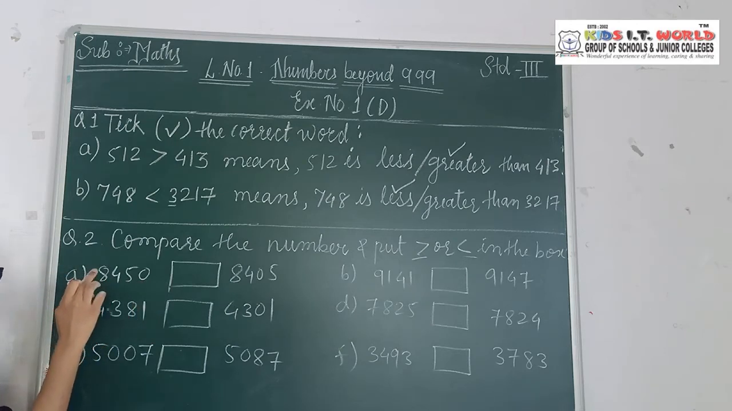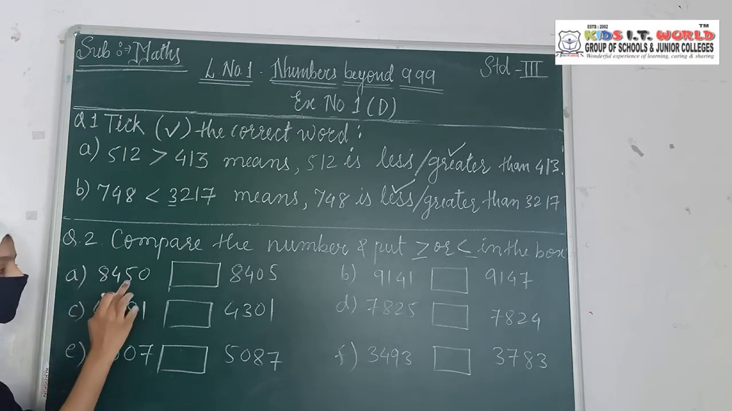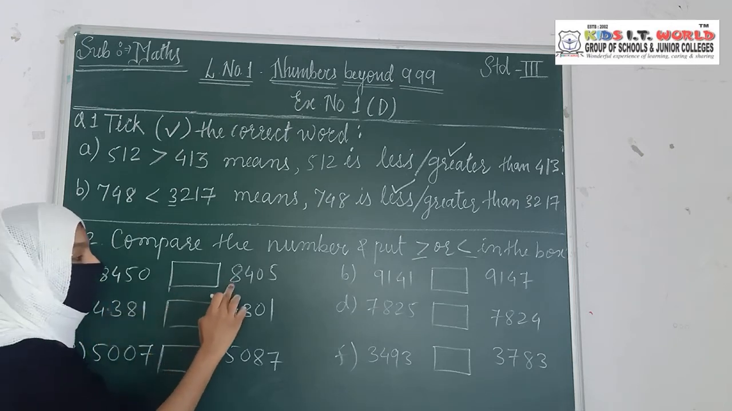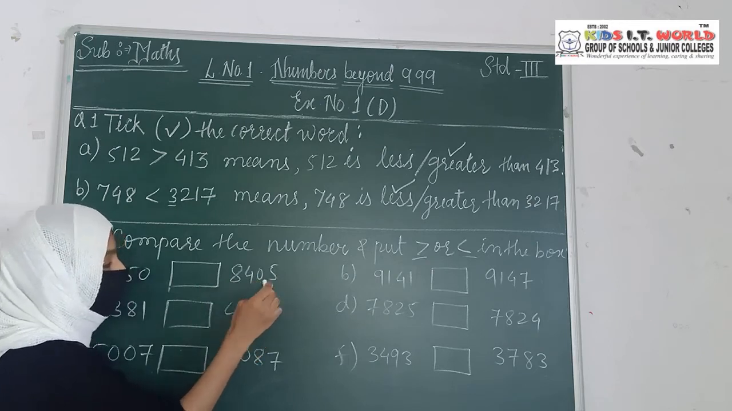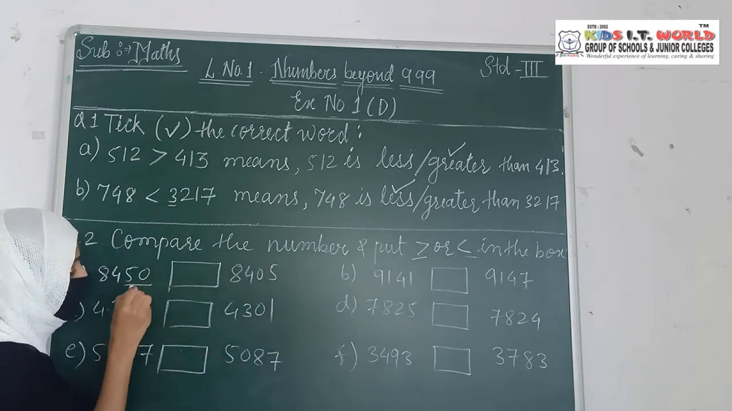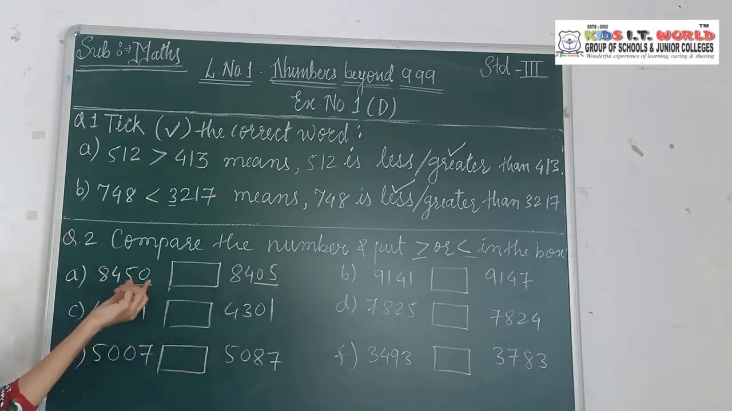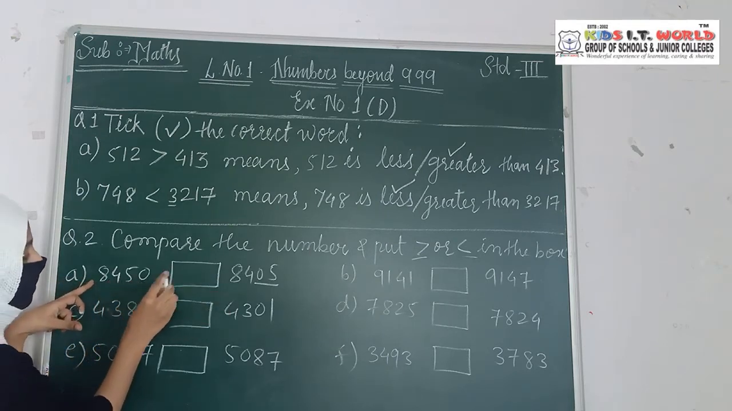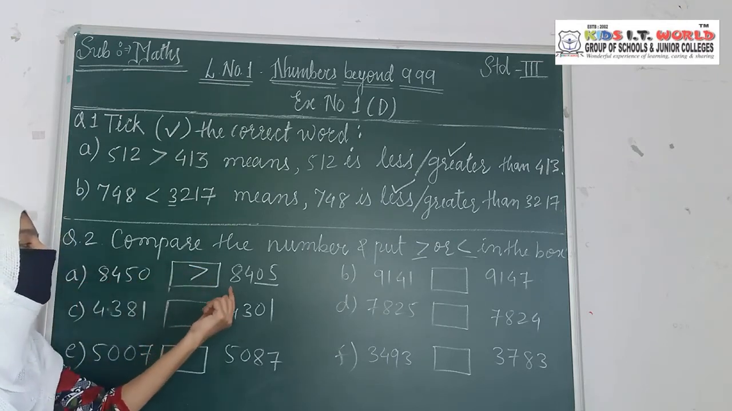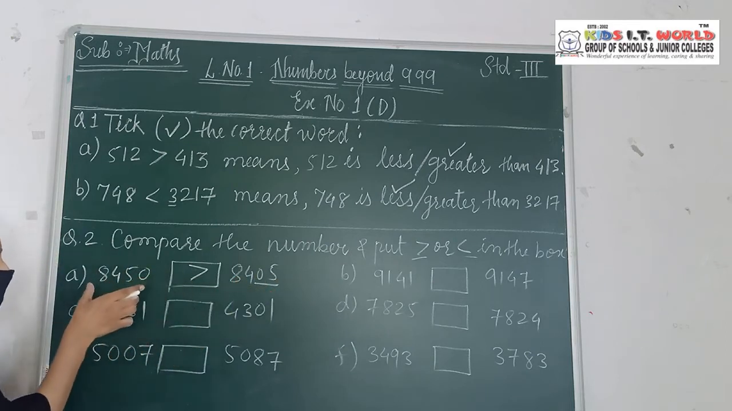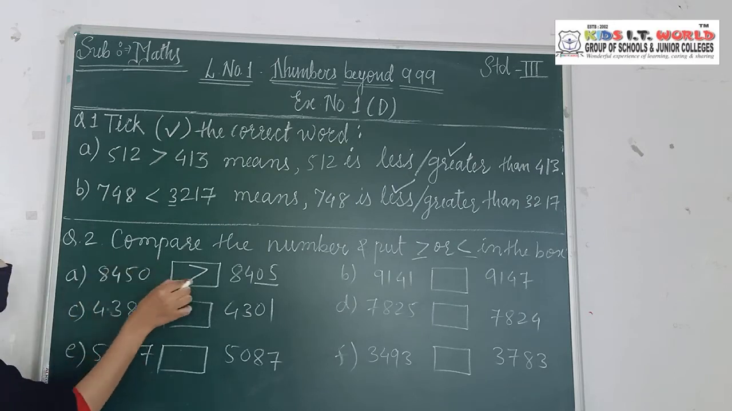So read the number 8450 and this is 8405. Now easily just see this, it is having a 50 and this is having a 5. So which number is greatest here? Obviously 50. So which number is greatest on this both? 8450 is greater than 8405. जो भी नंबर बड़ा रहेगा आपके सिंबल का फेस उसकी तरह रहेगा. So greater than sign will be like this.